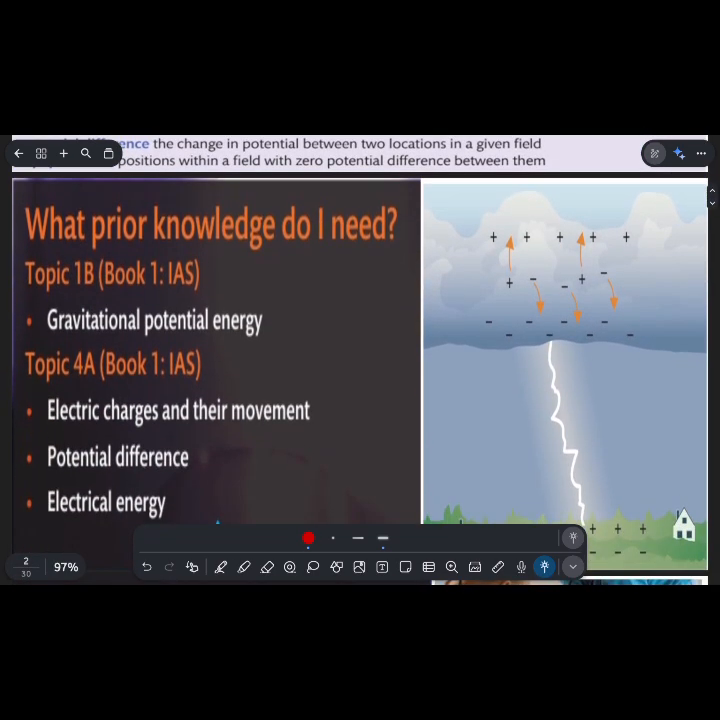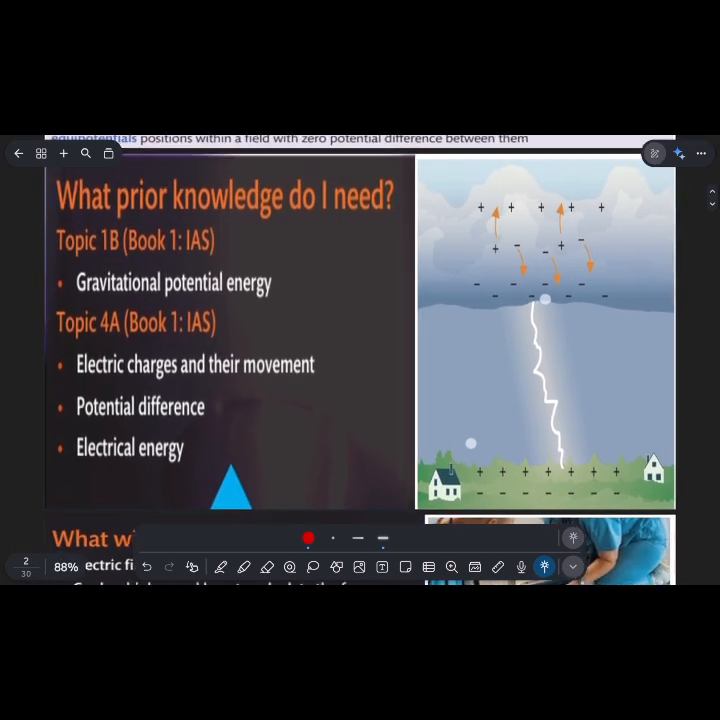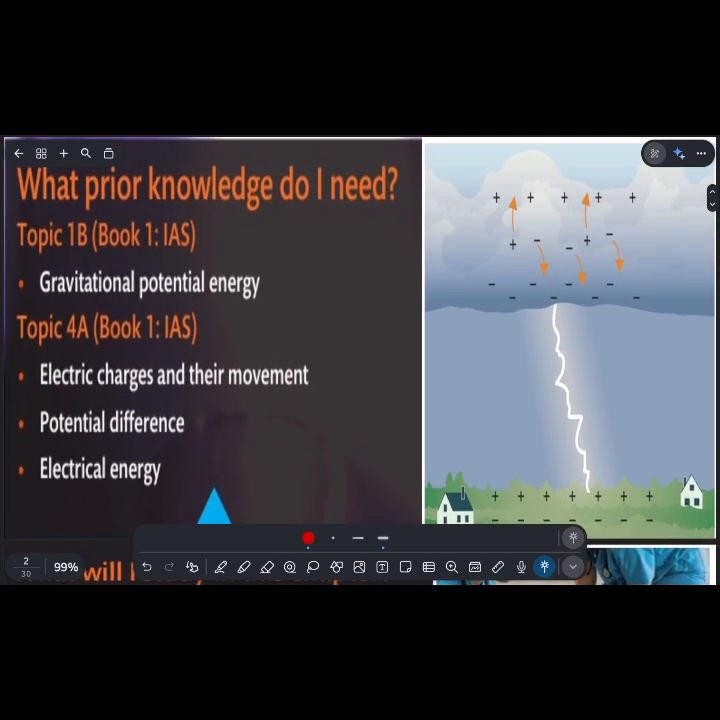Here we have another important point. Before involving in this discussion, what I wish for the students to learn is that they must know about gravitational potential energy, electrical charge, then potential difference, and electrical energy. These are the 3 or 4 points which we know by all means.